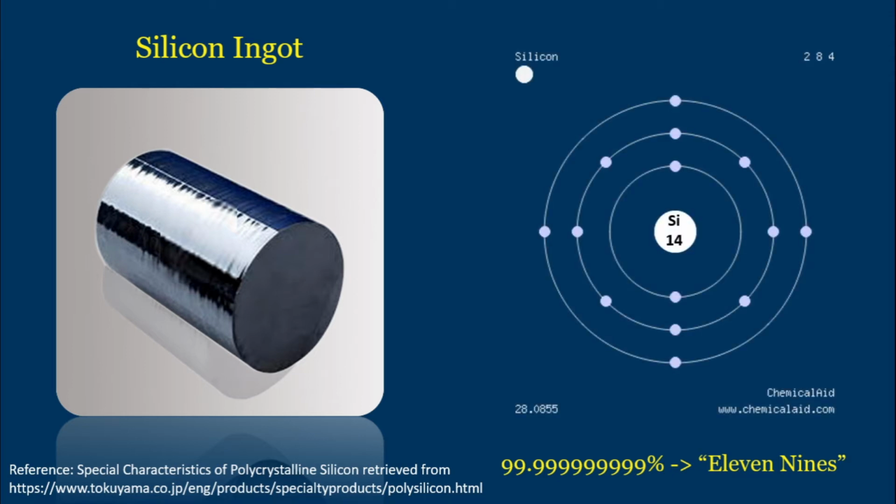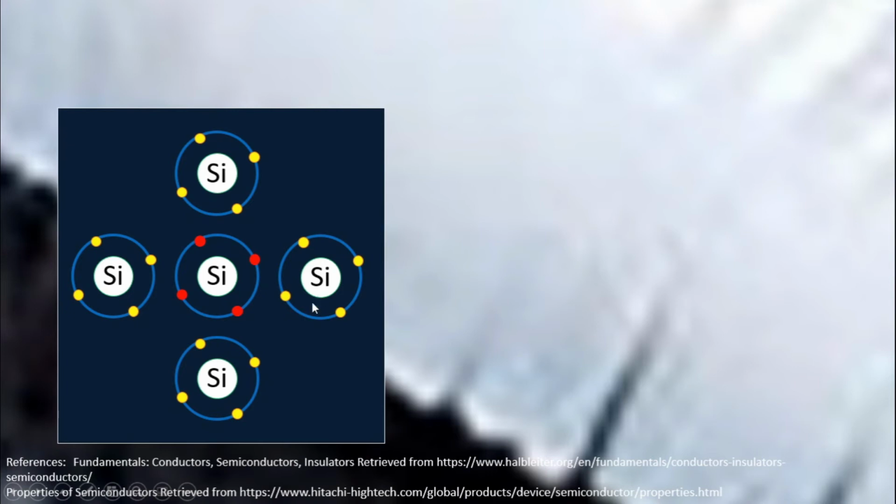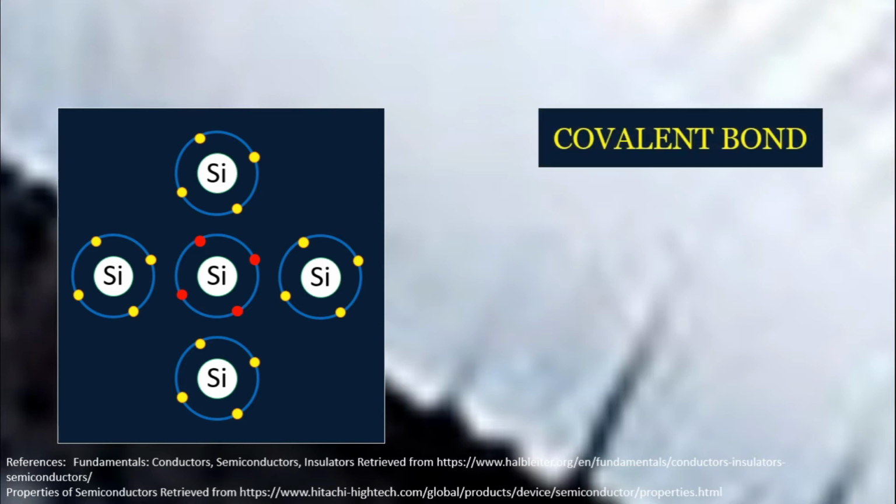Shown here is the orbital diagram of a single silicon atom. Now, an ingot is comprised of many atoms of silicon like this, which arrange themselves into a pattern known as a crystal. If we zoom into the silicon ingot, we will see silicon atoms side by side one another. In order to create the solid structure of an ingot, these silicon atoms must share electrons with neighboring atoms to create a covalent bond.